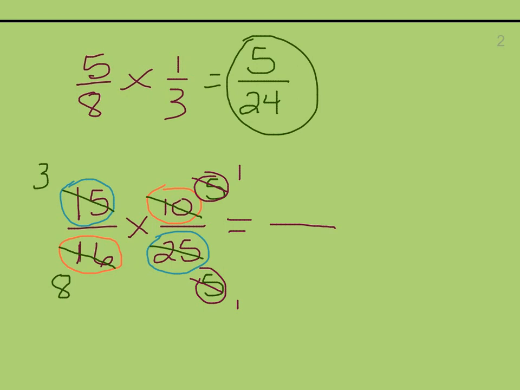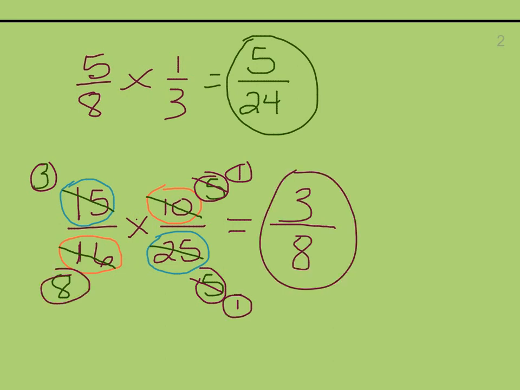But then when you're done canceling, you'll multiply across. So 3 times 1 is 3, and 8 times 1 is 8. And then that's your answer. That's all of the examples I have.